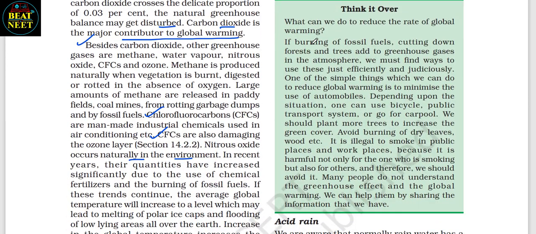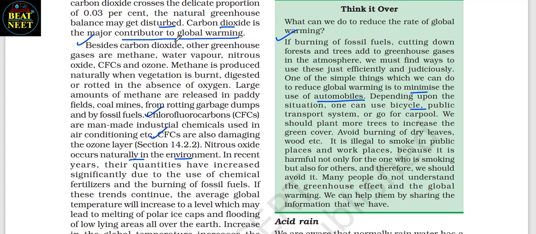Think it over. What can we do to reduce the rate of global warming? If burning of fossil fuels and cutting down forests add to greenhouse gases in the atmosphere, we must find ways to use these efficiently and judiciously. One of the simple things which we can do to reduce global warming is to minimize the use of automobiles. Depending upon the situation, one can use a bicycle, public transport system, or go for carpool.